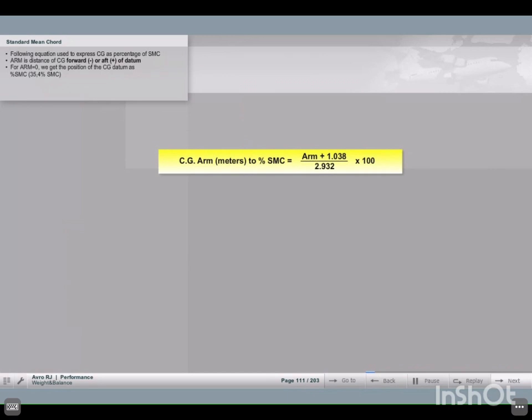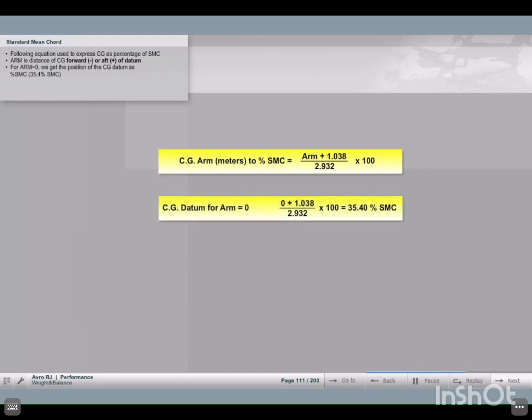In order to express the airplane center of gravity as percentage of the standard mean chord, the following equation is used where arm is the distance that the CG is forward, negative, or aft, positive, of the airplane CG datum. When 0 is put in the equation, we get the CG datum as the percentage of the SMC. The CG datum for this aircraft is 35.4% of the SMC.